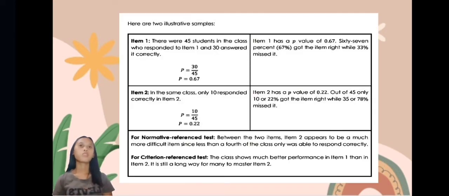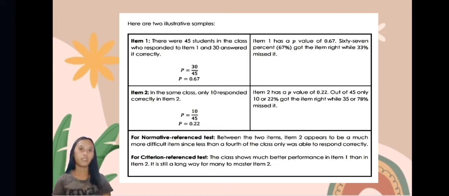So here are the two illustrative samples. We have item 1 and item 2. In item 1, there were 45 students in the class who responded to item 1 and 30 answered it correctly. In our formula of difficulty index, we have P is equal to R over T.